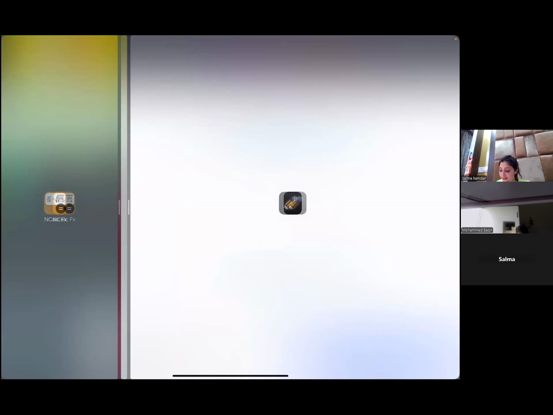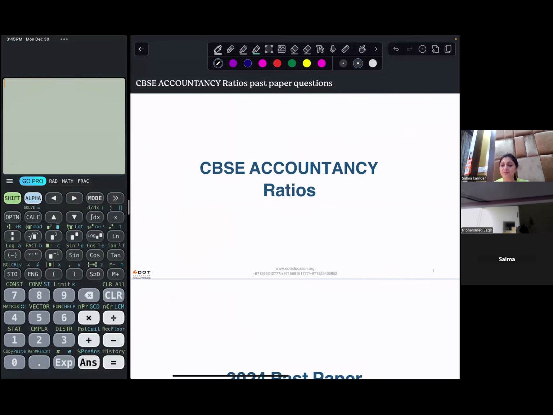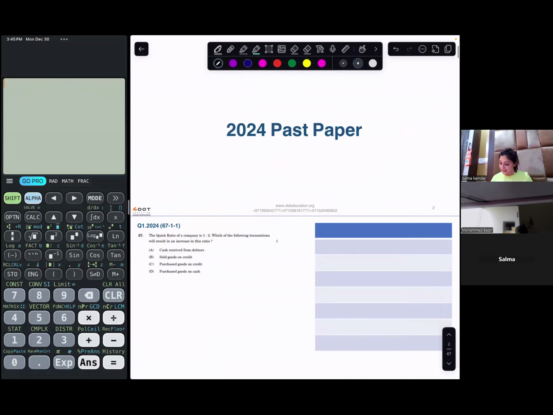We are doing CBSE ratios past paper questions. We are starting with the 2024 paper, the questions that came in set 1.